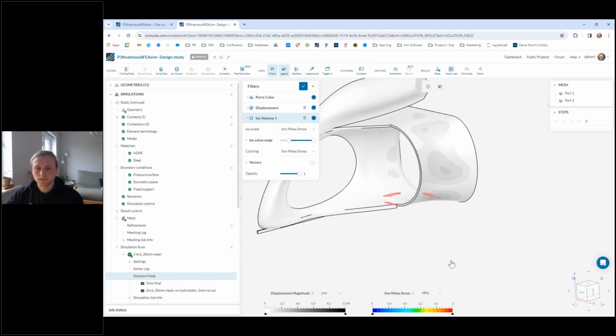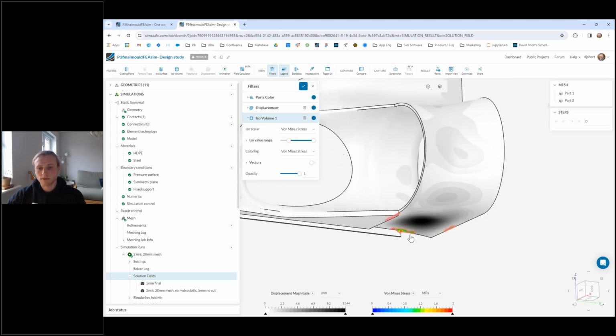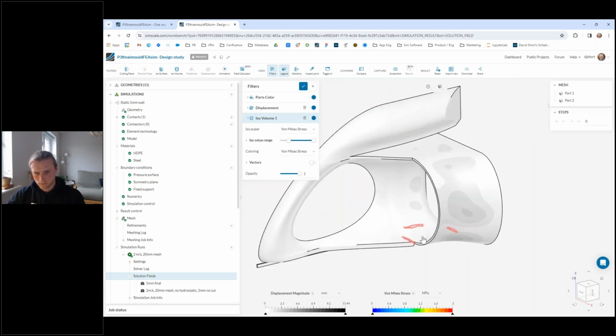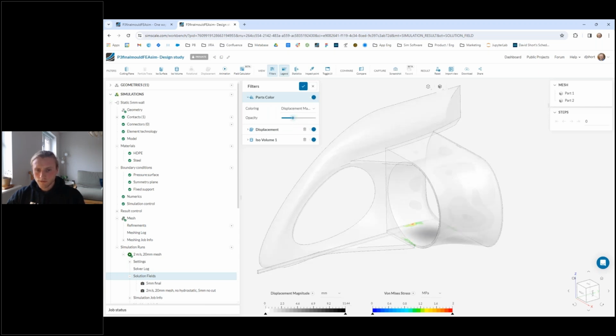Firstly, looking at the displacement. The displacement is white to black, showing a maximum displacement of about 11mm here in the bottom. If I reduce the part coloring a little bit, I've also created an ISO volume showing us where we have von Mises stresses above 1 megapascal.